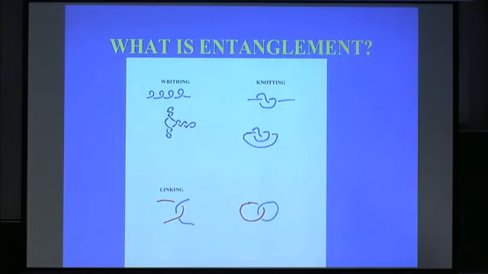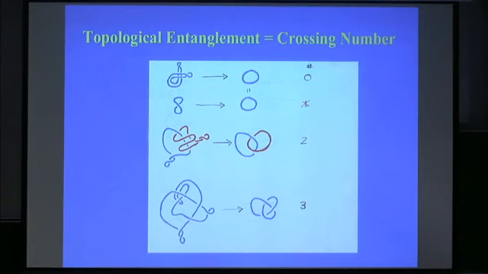So a little bit of topology. Topological entanglement. Well, you can have writhing like a telephone cord. This is a geometric measure of non-planarity. Here's a writhing of a linear thing, and here's a writhing in a circle. You can have knotting of linear things or knotting of circular things. You can have linking of linear things and linking of circular things. So this is the kind of thing, entanglement.